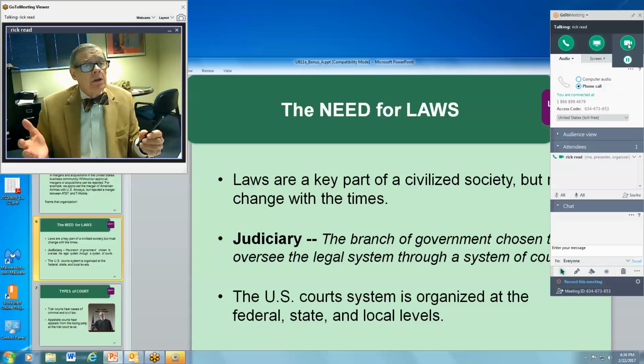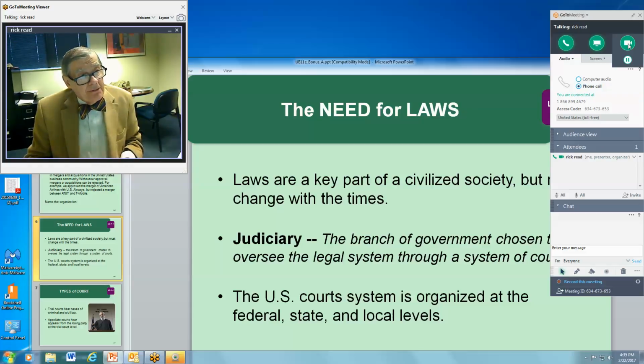So why do we need laws? We need laws because we have to have certain types of behavior in a civilized society. Some of us don't particularly like that, but we have to have that. Otherwise, we would have anarchy and chaos all the time.